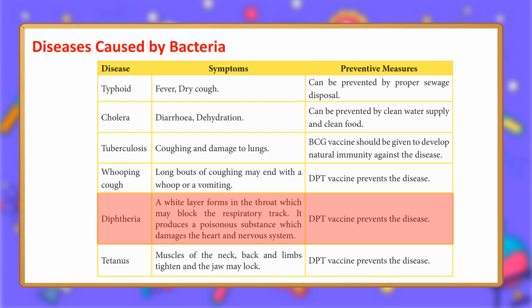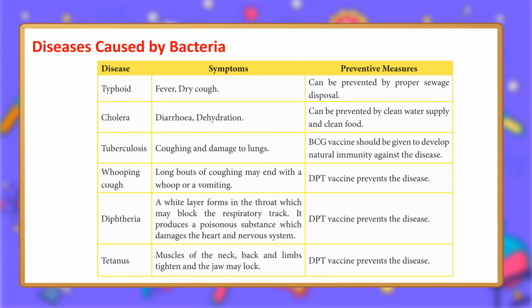Diphtheria: a white layer forms in the throat which may block the respiratory tract. It produces a poisonous substance which damages the heart and nervous system. DPT vaccine prevents the disease. Tetanus: muscles of the neck, back and limbs tighten and the jaw may lock. DPT vaccine prevents the disease.